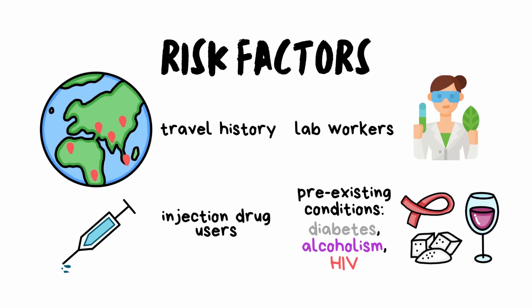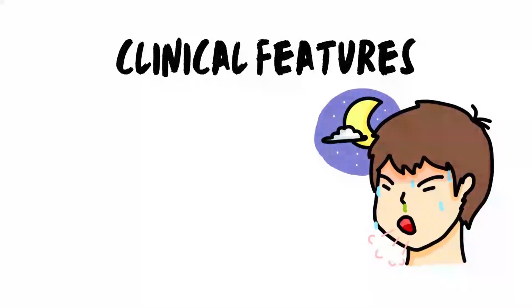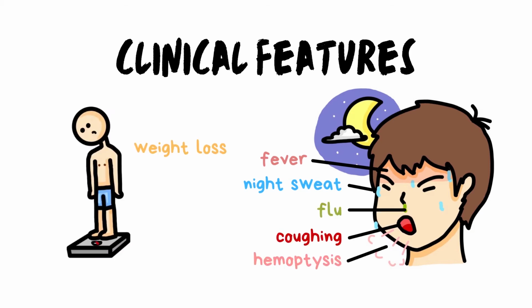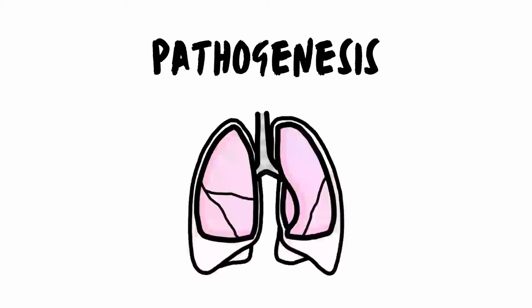There are several key clinical features that patients infected with TB will display. These include fever, night sweat, flu, coughing, hemoptysis, weight loss, anorexia, and loss of appetite. Let's check out the pathogenesis of the bacterium. As you know, tuberculosis infects the lungs.